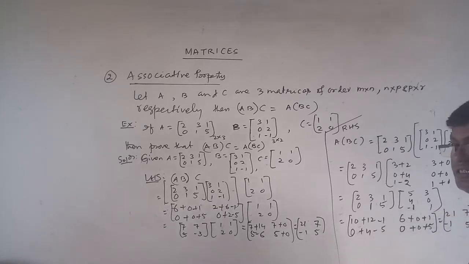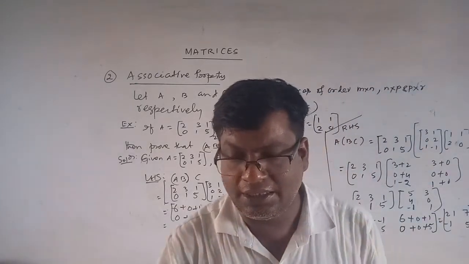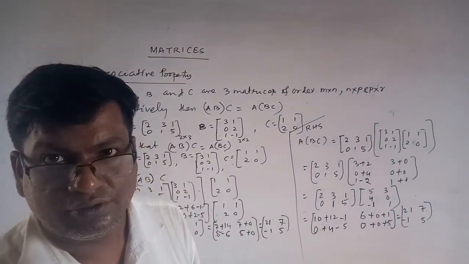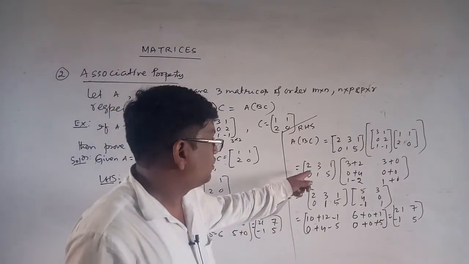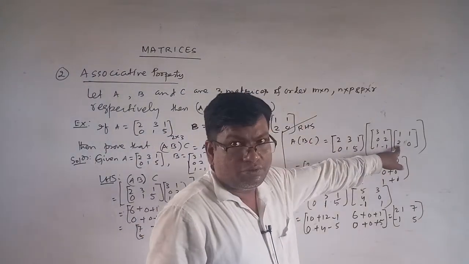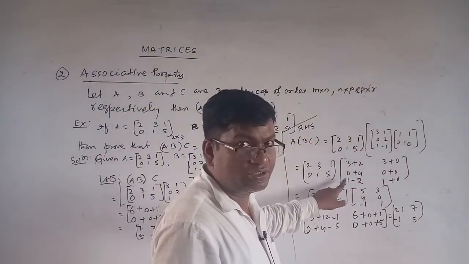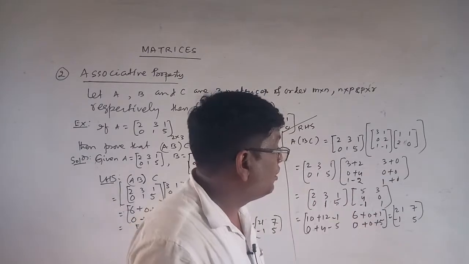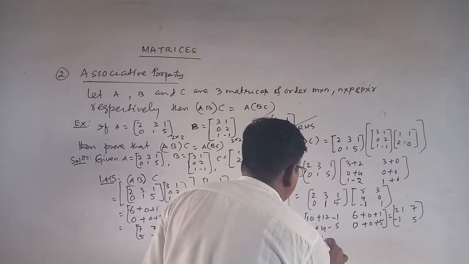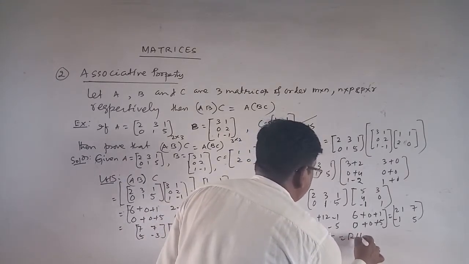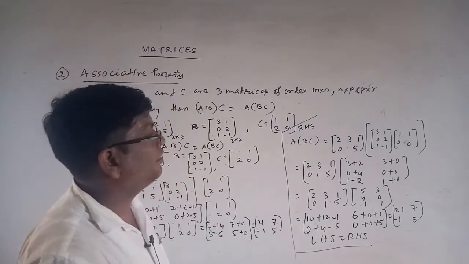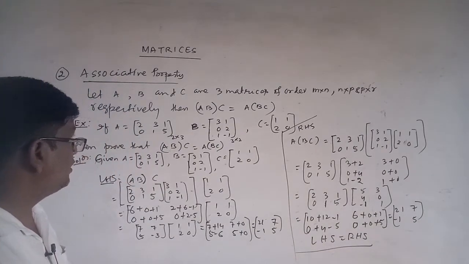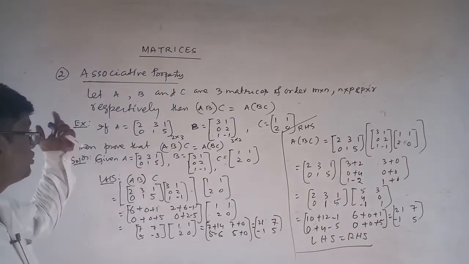So LHS is equal to RHS. Multiply this and simplify this, and also multiply this. So this is the same. So LHS is equal to RHS. Okay. Now this is the associative property.